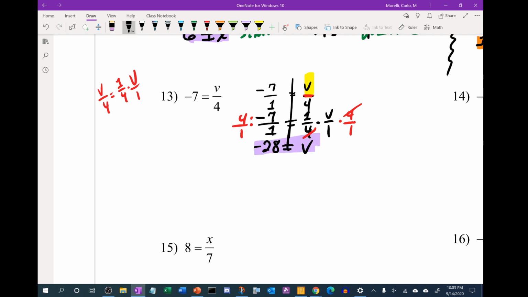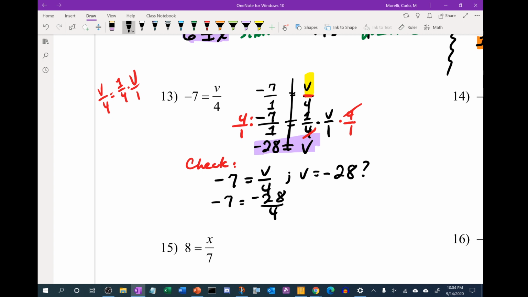Okay, I think so, but I'm not sure. Let's check it, okay? Check. Is it true that negative 7 equals v over 4 when v equals negative 28? Is this true? Well, let's substitute and find out. We got negative 7 equal to negative 28 over 4.